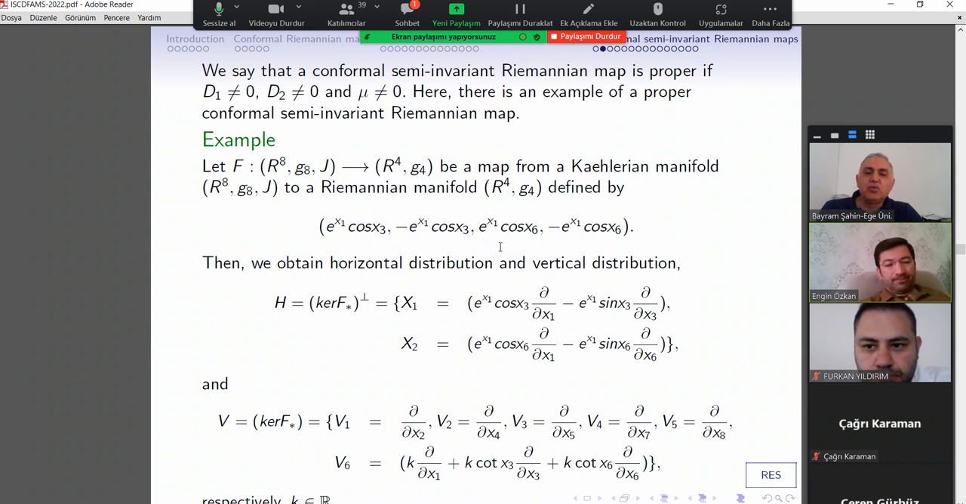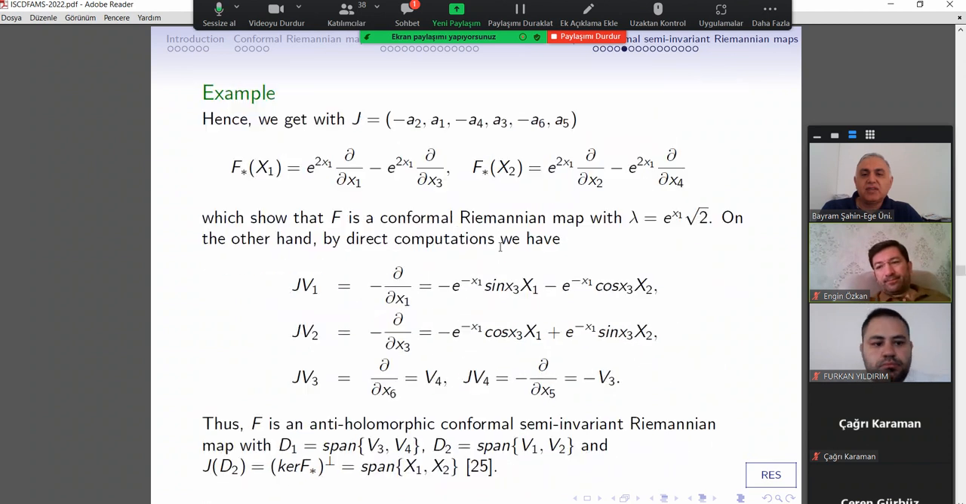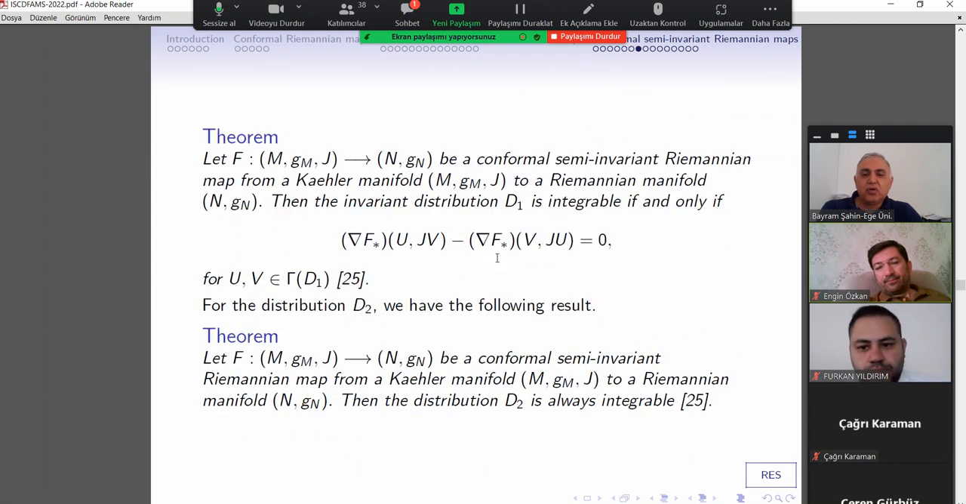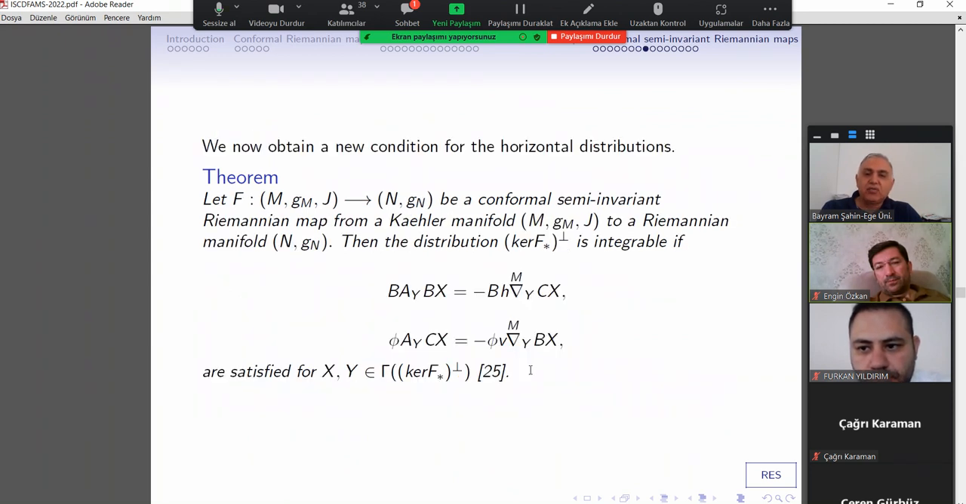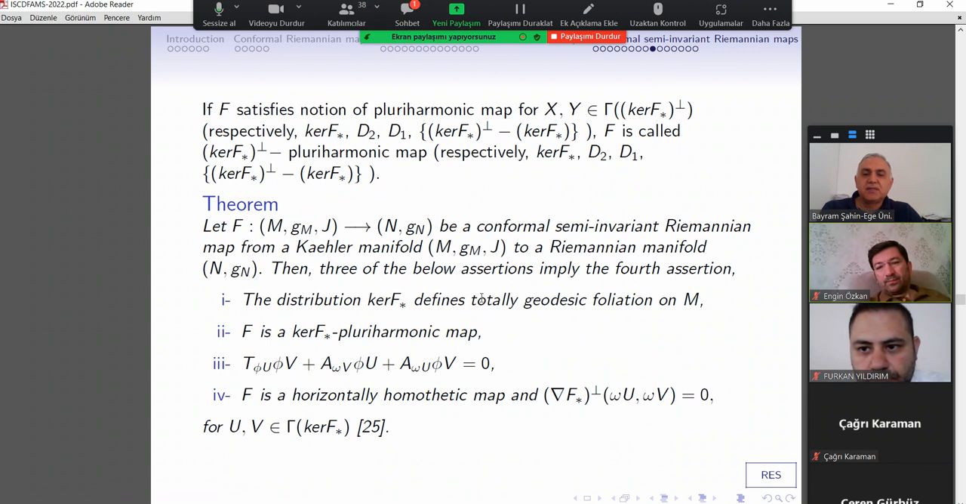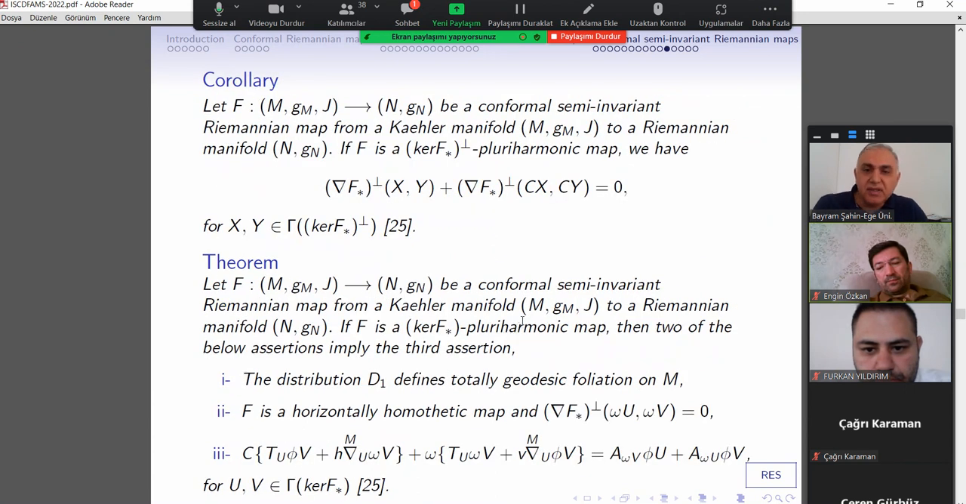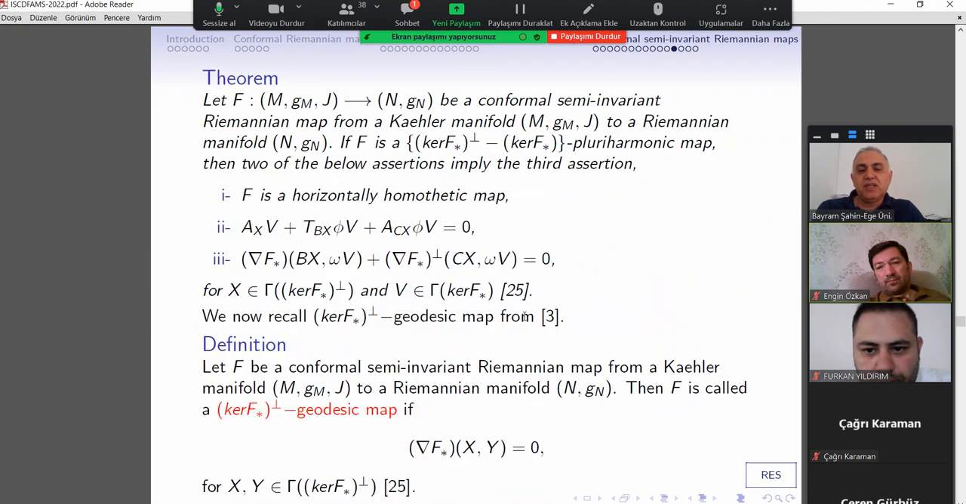By using this notion, the semi-invariant Riemannian map, we have some nice characterizations. I will skip the examples. The first one shows that D2 is always integrable. We also have other characterizations about the leaves of the distribution by using the pluriharmonic map and the A tensor itself. Because I have 5 minutes left, let me give another notion.